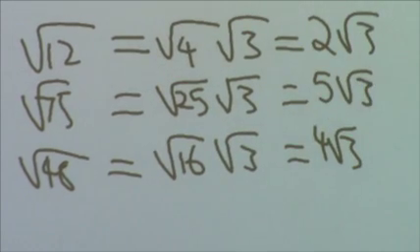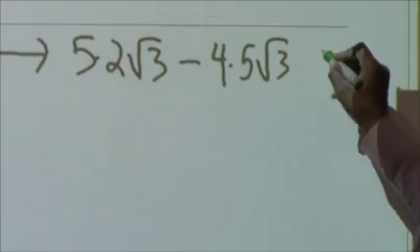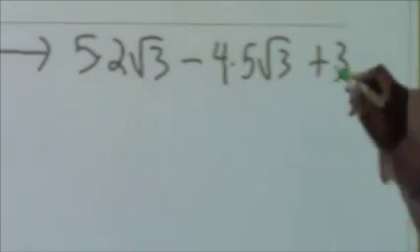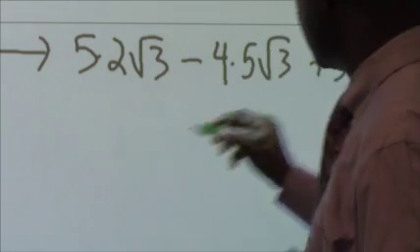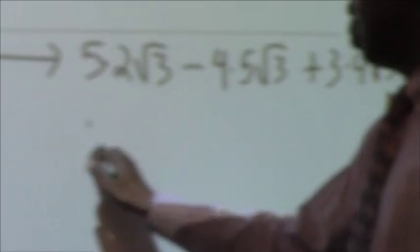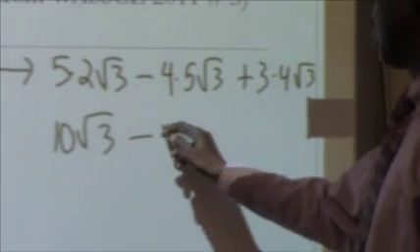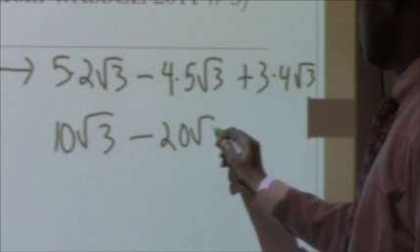Or square root of 12 is basically what? 2 times square root of what? 3 minus 4. Square root of 75 is basically what? 5 square root of what? 3 plus 3. And then square root of 48 is the same as what? 4 times square root of 3. Now, 5 times 2 is 10. I have 10 square root of 3. Minus 5 times 4 is what? 20. I have 20 square root of 3.